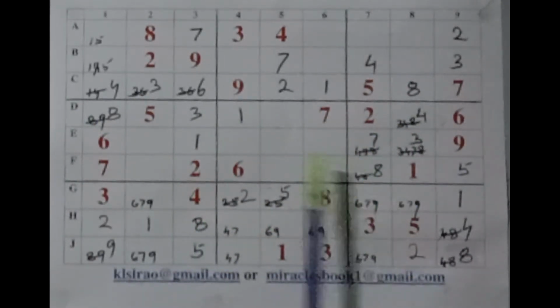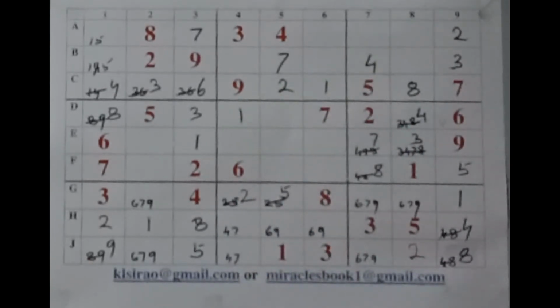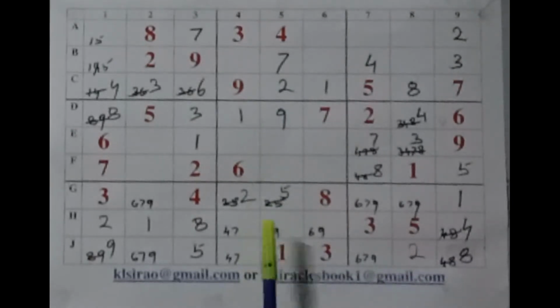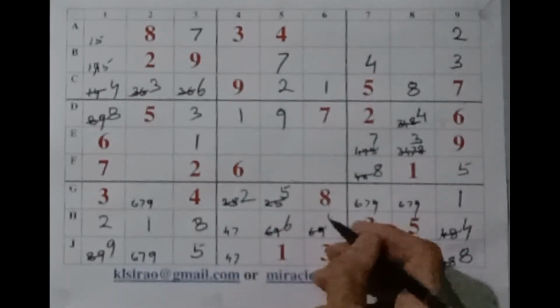Now this row is having just 1 vacancy. That is for what number? It is clearly for 9. Let's write a 9 there. It's a 9. That will disturb this pair. You get a 6 here and 9 there.